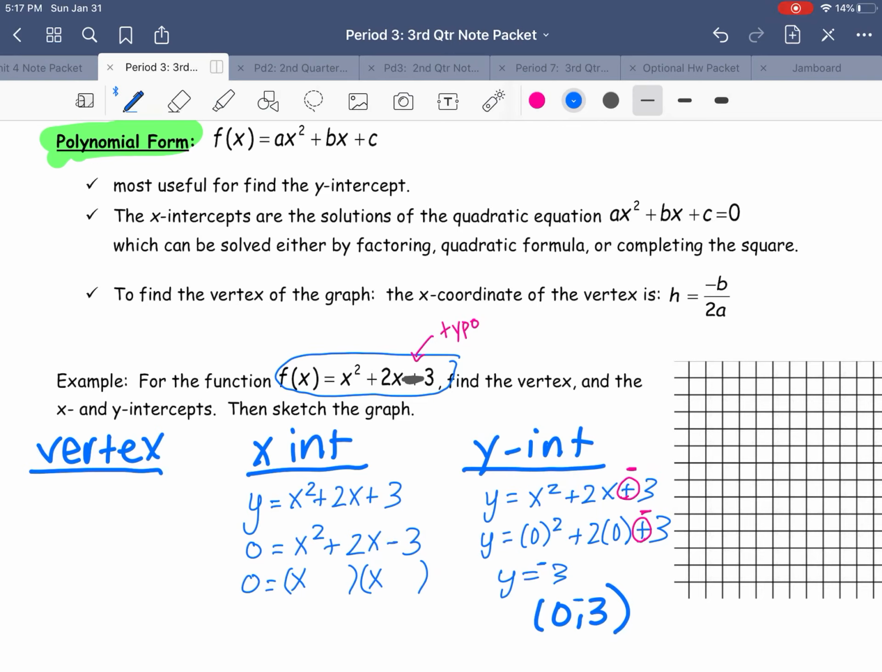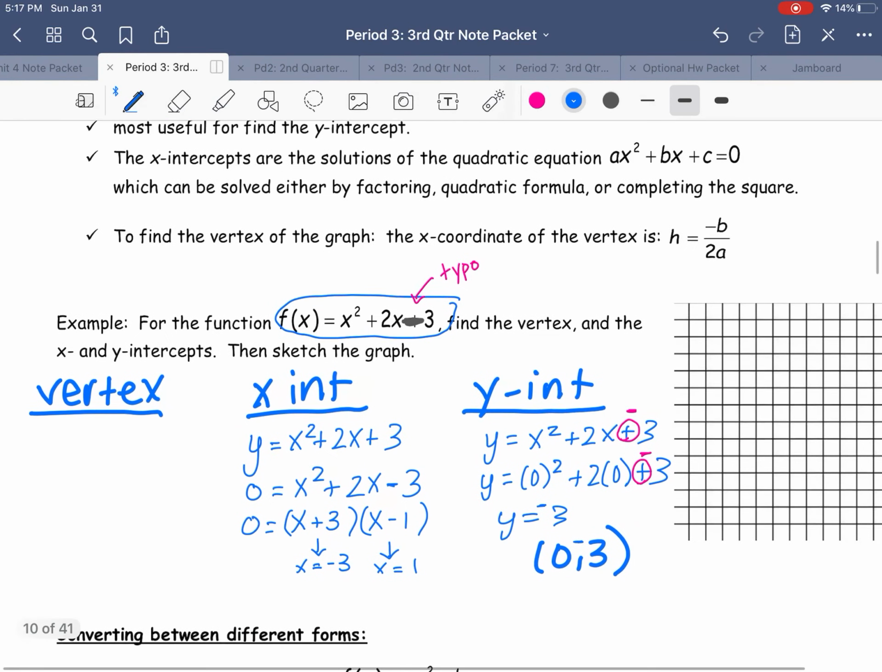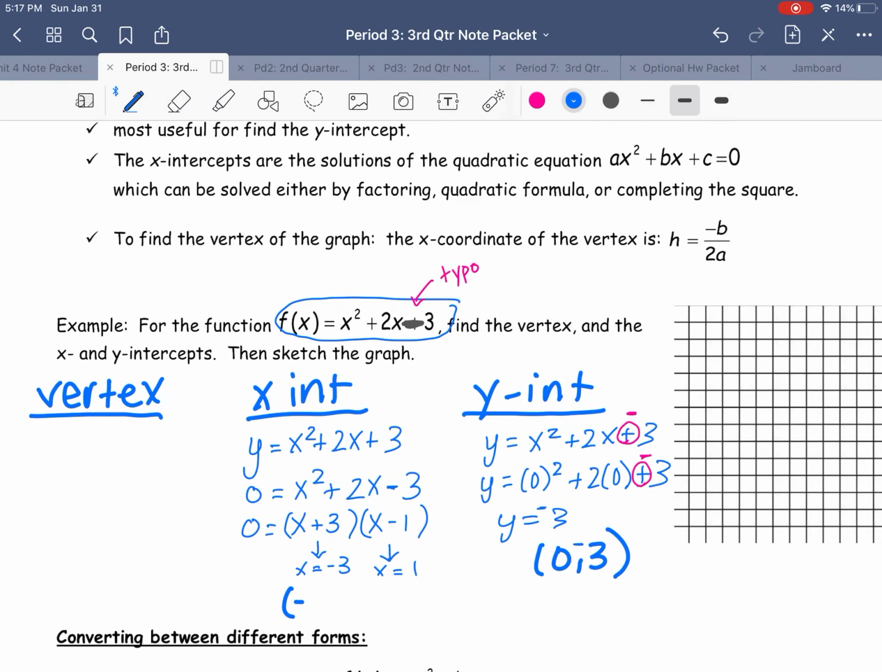So if I have this trinomial that I'm trying to factor, I need my numbers to multiply to -3 and add up to +2. So they are going to be x plus 3 and x minus 1. Just set each equal to 0, -3 and 1. And because they're x-intercepts, I have to write them as ordered pairs.